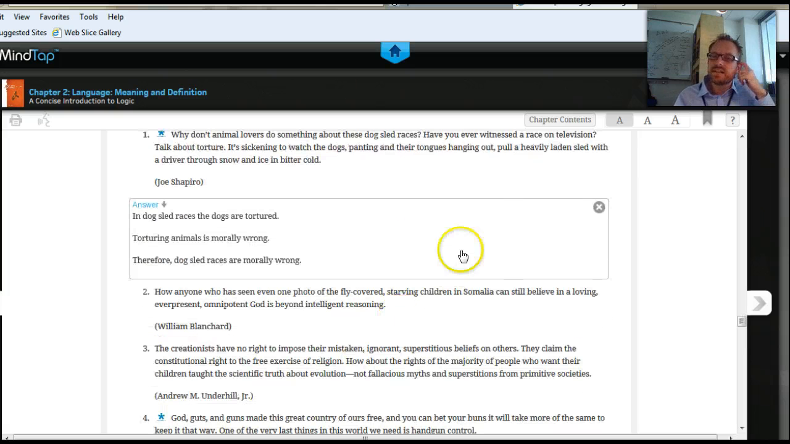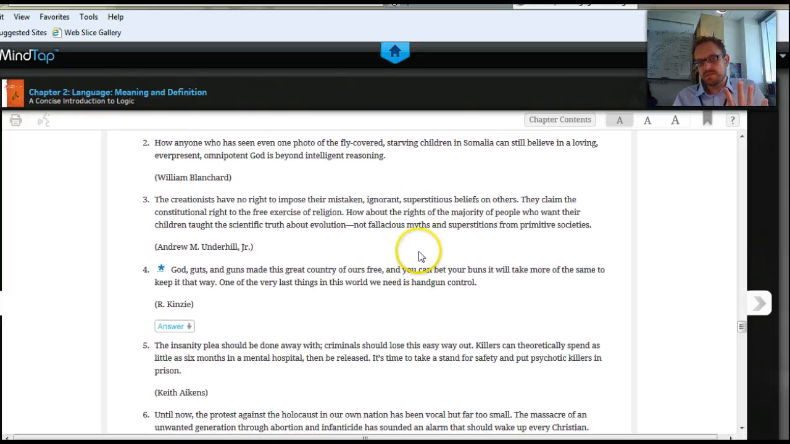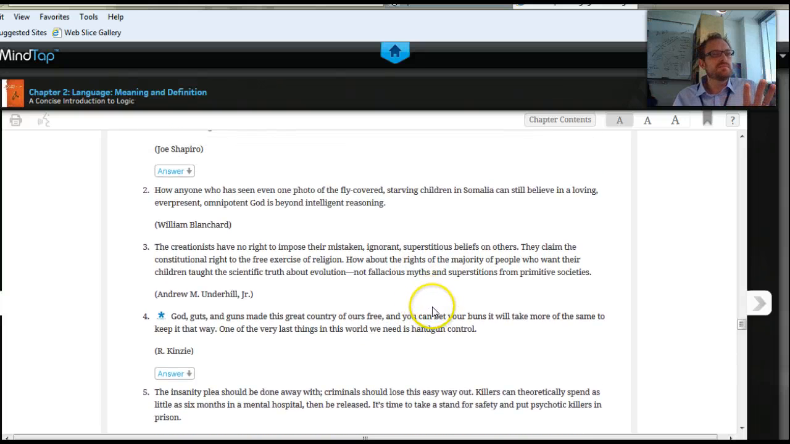Now you can see that these ones are difficult, because part of what's happening here is we're asking and evaluating these arguments, and there's no clean way to do it because we're not using a form of formal logic here. But let's take a look at number two. How anyone who has seen even one photo of the fly-covered starving children in Somalia can still believe in a loving, ever-present, omnipotent God is beyond intelligent reasoning, right? So now distinguish what is the emotive claim and what's the cognitive claim, right?